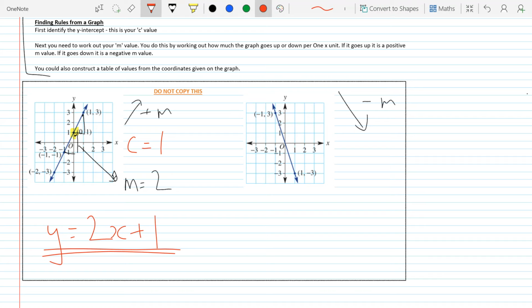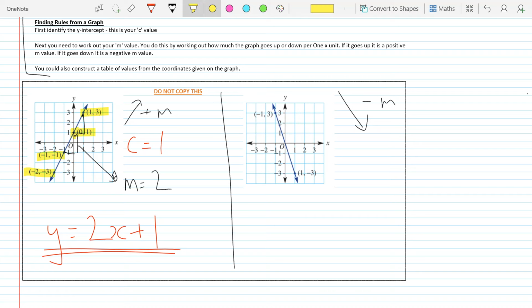Any of these points here, if you have a look, 1, 2, 3, 4, we should be able to put any of those points into this rule, 2x plus 1, and we can figure it out. So if we look at 1, 3, 1 times 2 is 2, plus 1 gives us the answer of 3. If we look at minus 1, 2 times minus 1 is minus 2, plus 1 gives us minus 1. So it works for both of those points, and you can go further and check the other two if you wish.